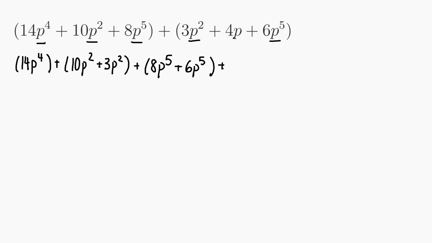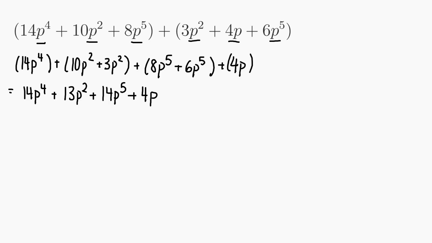And lastly, we have this p right here, so 4p. And there's nothing else, so it's going to be 4p by itself. Now we can simplify. We get 14p to the fourth plus 10 plus 3p squared, so that's 13p squared. And we have 8 plus 6, so it's going to be 14p to the fifth. And lastly, we have 4p.